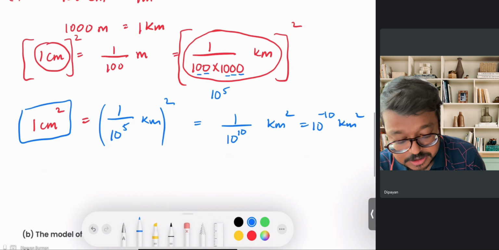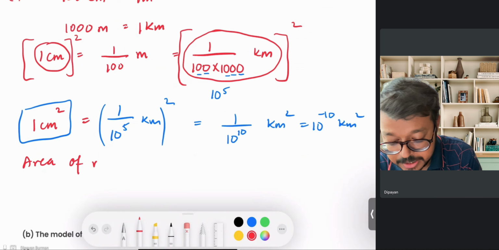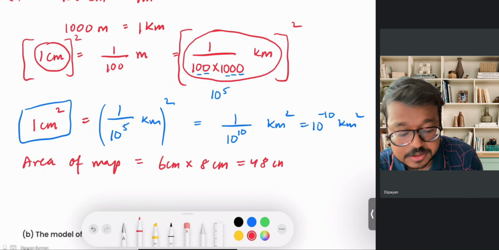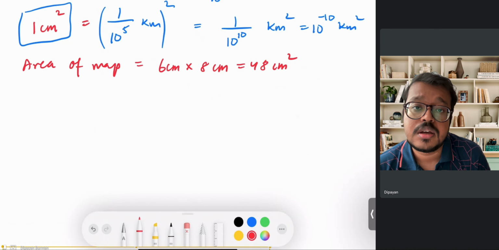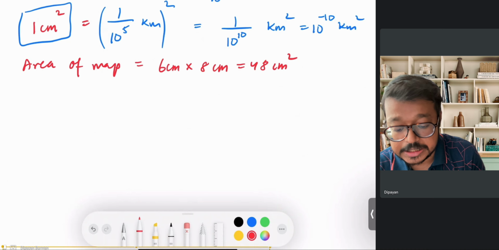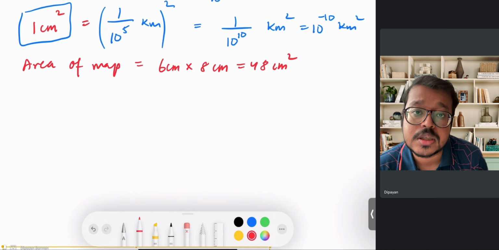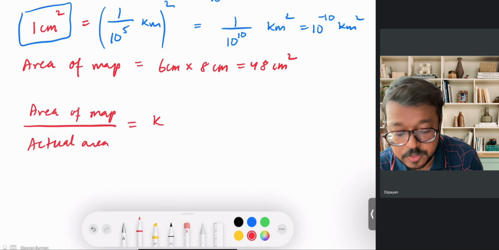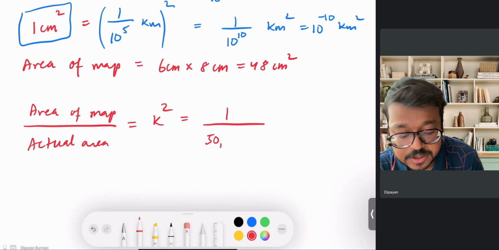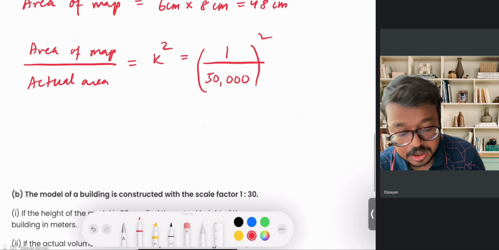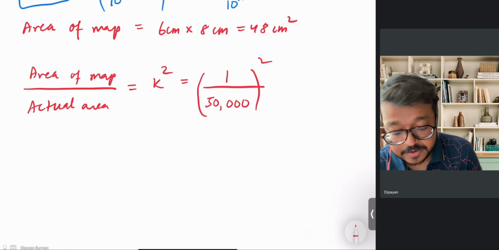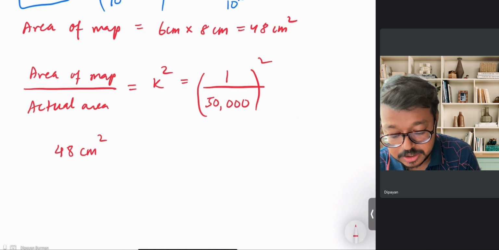So then I will say that the area of the map, the rectangular plot in the map, is 6 centimeter into 8 centimeter, which is 48 centimeters square. So therefore, another thing about the ratio of areas when we are looking at the map and the actual area: it will be equal to the square of the scale factor. So area of map by the actual area is actually the square of the scale factor. The scale factor itself was 1 by 50,000, so it will be the square of that. Okay, so it is kind of a bit of calculation, but if we do it smartly, it will not be very tedious. So area of the map is 48 centimeters square divided by actual area.